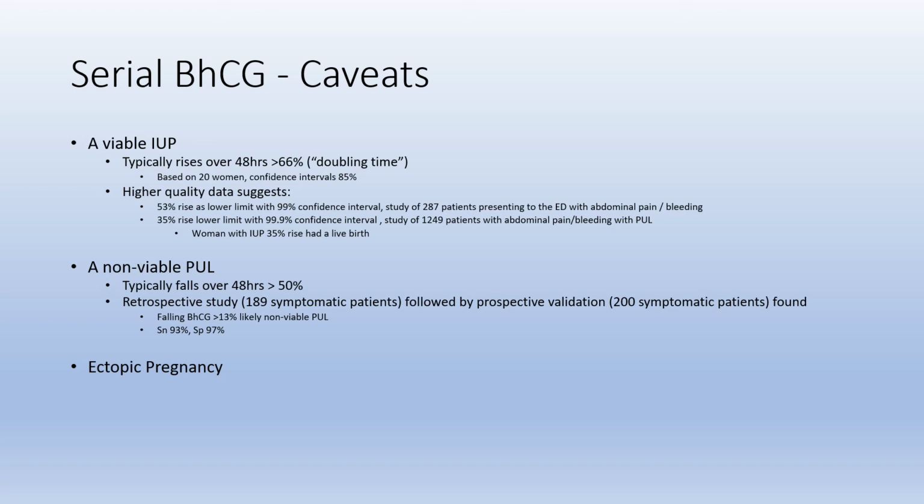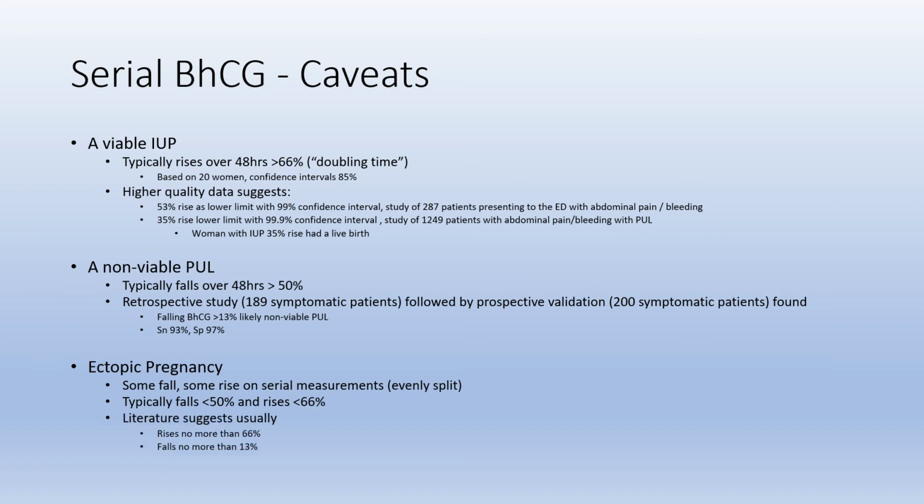But when we're discussing pregnancy of unknown location, ectopic pregnancies, sometimes their beta HCGs rise and sometimes they fall, and it's pretty even as to which ones rise and which ones fall. Now, they usually fall less than 50%, and they usually rise less than 66%. So I guess you can see that, again, as we look into some of the greater studies, that there's a bit more overlap at the upper end of beta HCG rise.